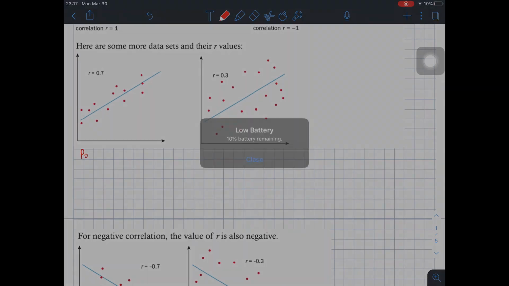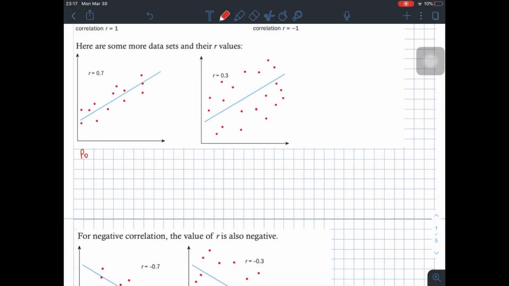Positive. It's moderate positive linear correlation. And in this case, it's a weak positive also linear correlation.